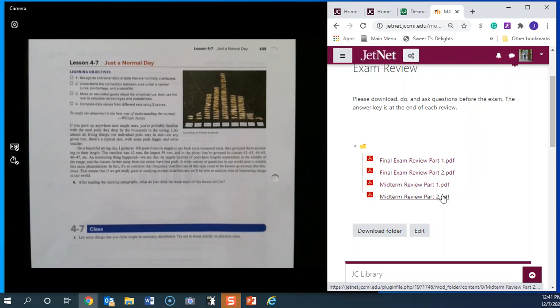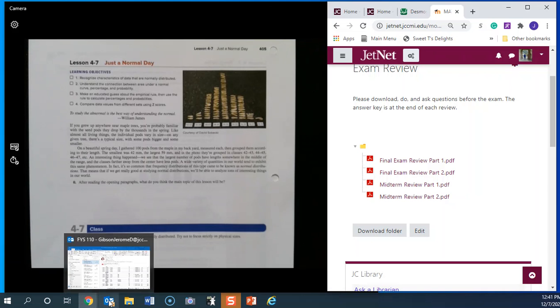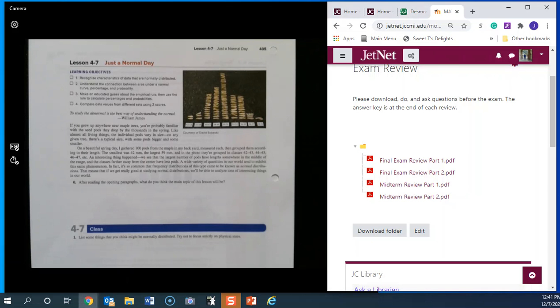Now I have not received any emails from any of you concerning the final as to whether or not you need to change your final date. All right, so with that being said, we are going to get into section 4.7. Okay, section 4.7 actually begins on page 405.